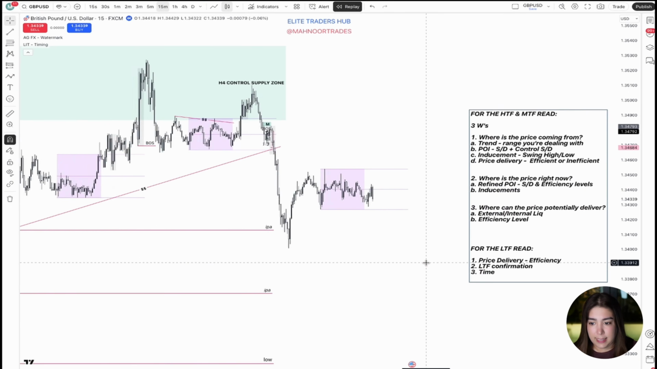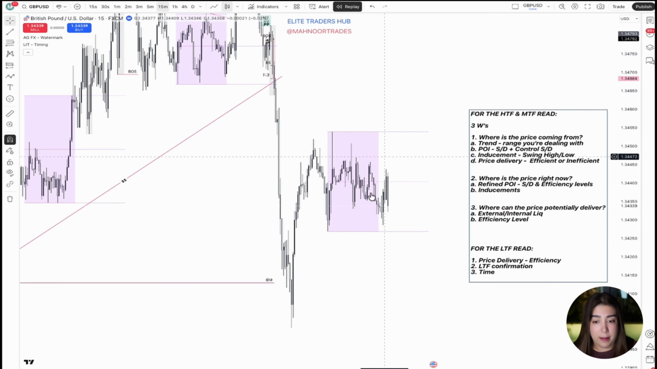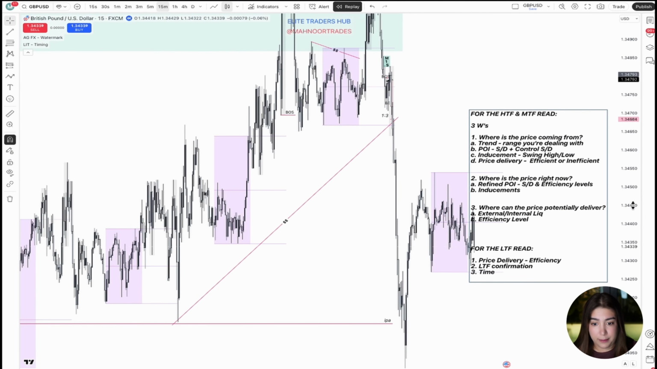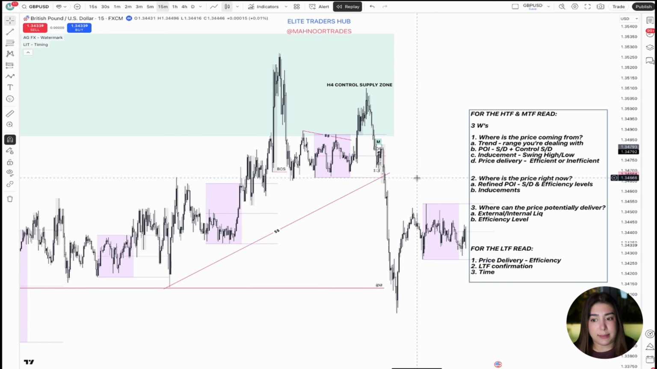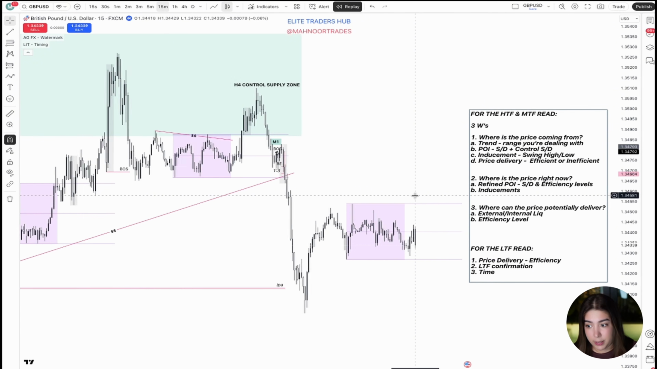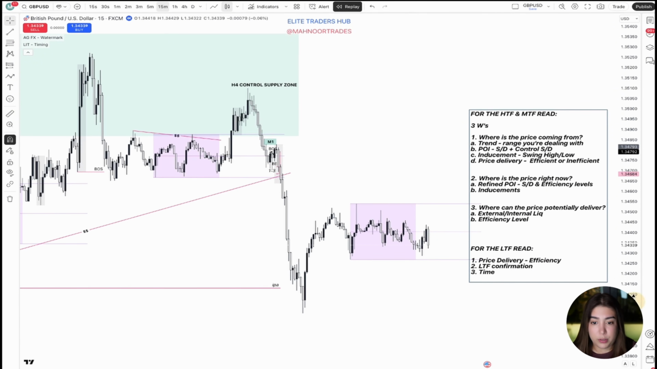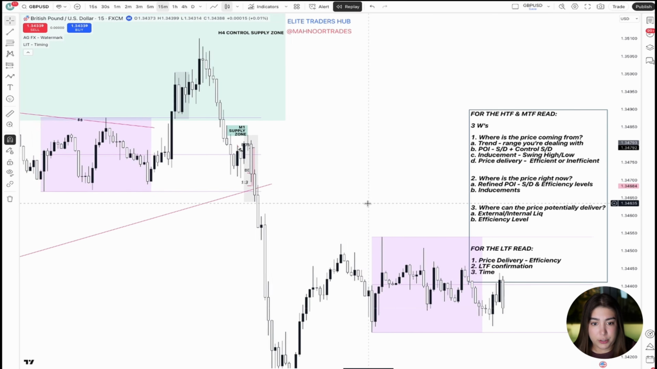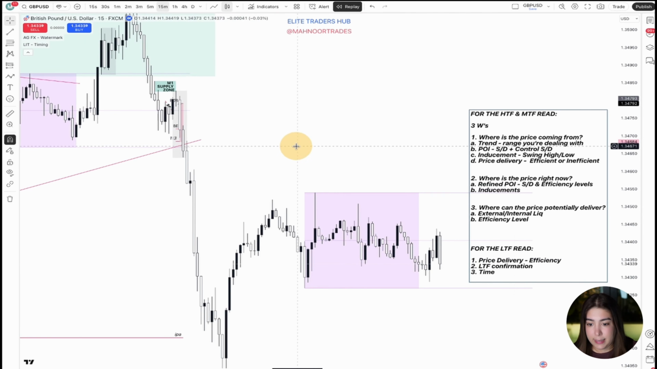If that's the case, this right here might just be a pullback. So that's the range, basically what we're dealing with in terms of trend. We're still bearish. Now in terms of point of interest, we have a demand zone here. This is a demand zone right here.